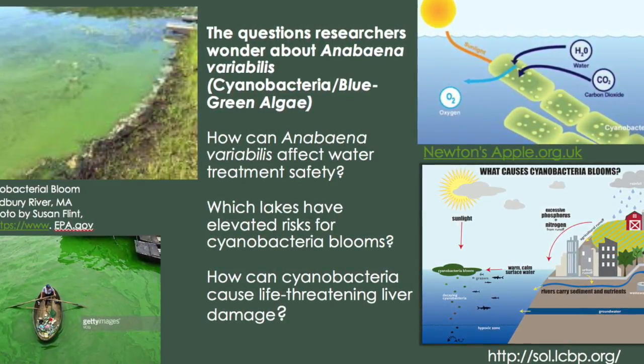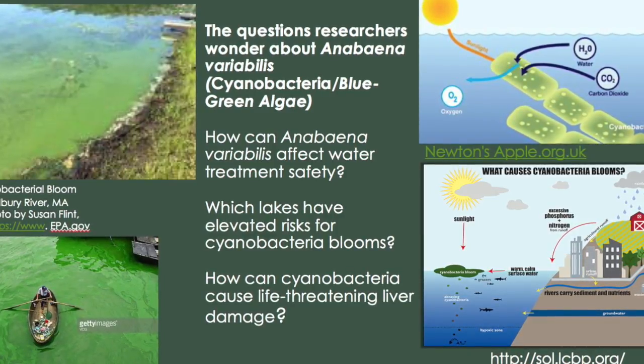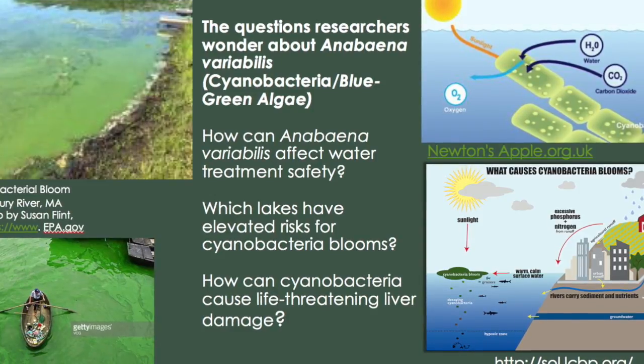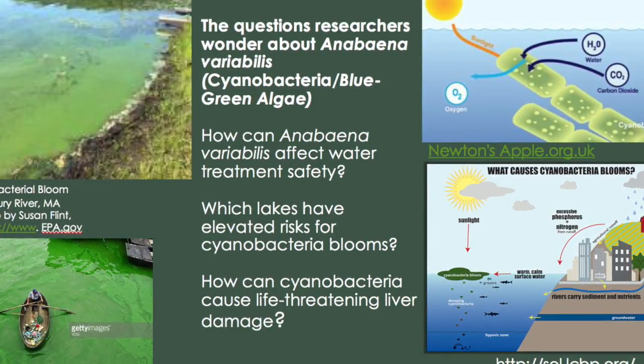The pictures to your left show cyanobacteria in the water. It's all the green stuff. And then the pictures to your right show how cyanobacteria blooms can be caused by excess phosphorus and nitrogen going into water due to runoff.